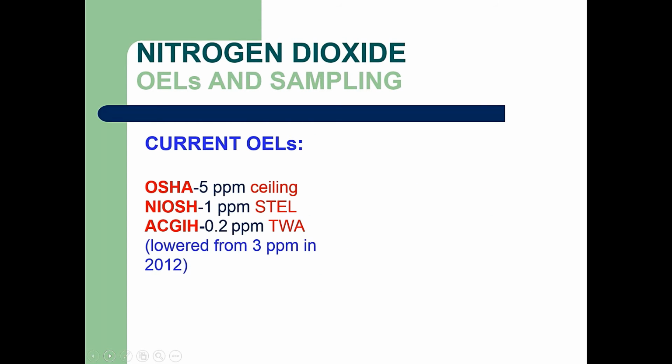So let's now look at occupational exposure limits. It honestly seems so strange to me that each of the U.S. agencies involved in industrial hygiene have different types of exposure limits. I've never quite seen this before. OSHA has a ceiling value. NIOSH has a STEL. ACGIH has a TWA. That was something for everybody, which, by the way, was lowered significantly in 2012. At that time, it went from 3 ppm as a TWA down to 0.2 ppm.